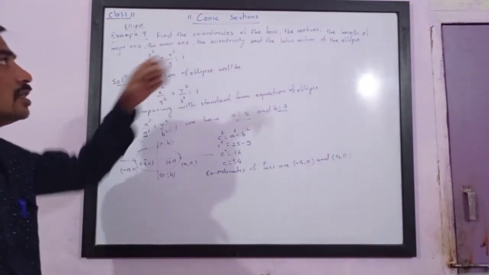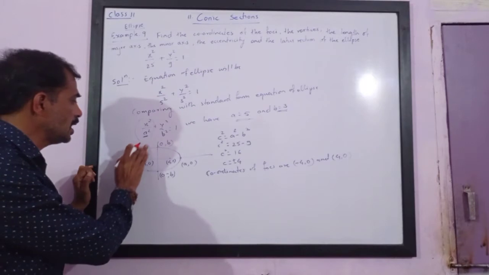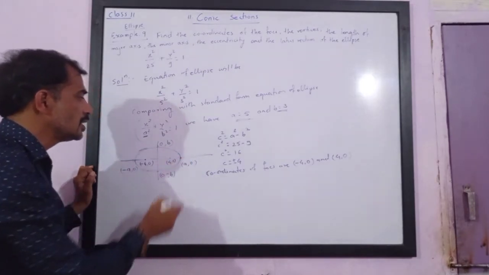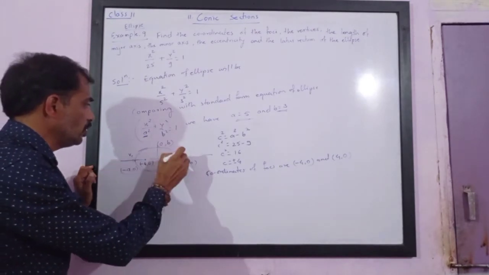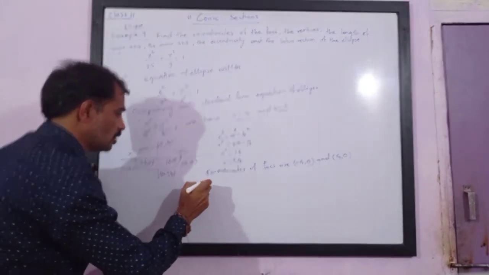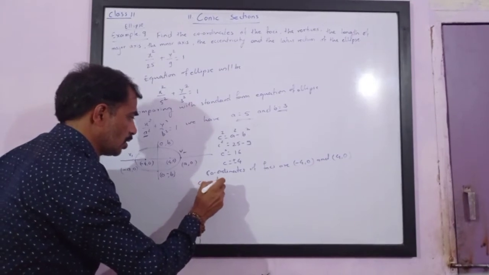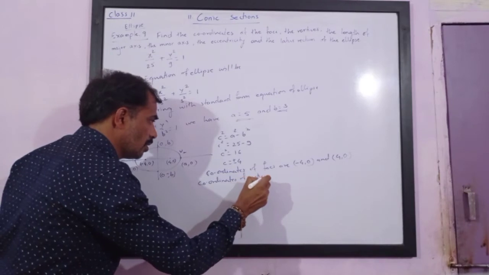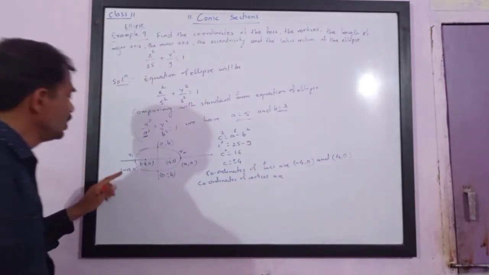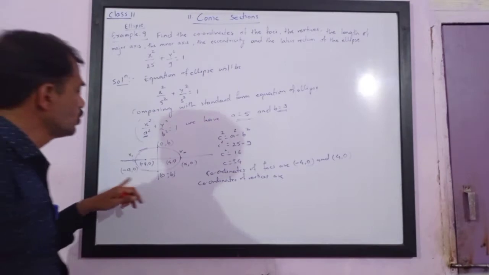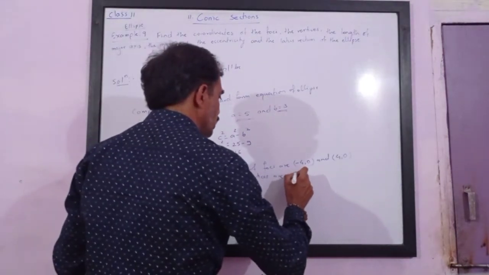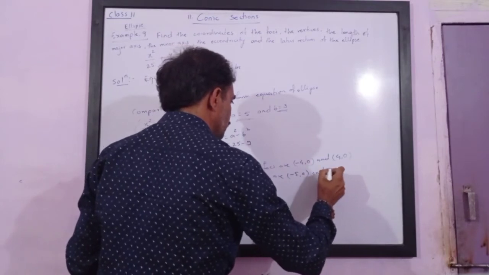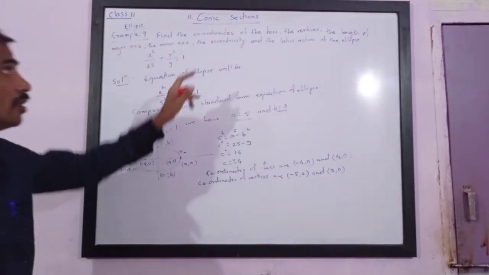The next thing asked is the vertices. So the vertices are along the major axis, wherever the ellipse cuts the major axis. If this is v1 and v2, the coordinates of the vertices are, since a is 5, minus 5, 0 and 5, 0. So we have got the coordinates of the vertices.